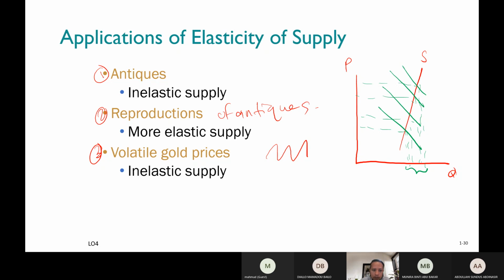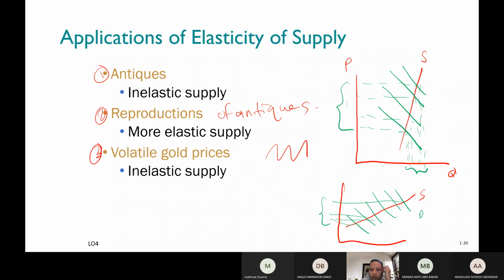But if, for example, the supply of gold is inelastic and you have different changes in the demand for gold, and if you look at the price range, it's not as volatile as compared to this gap. So if it's inelastic, the price changes more. If it's elastic, the price changes less. So these are some applications of elasticity of supply.